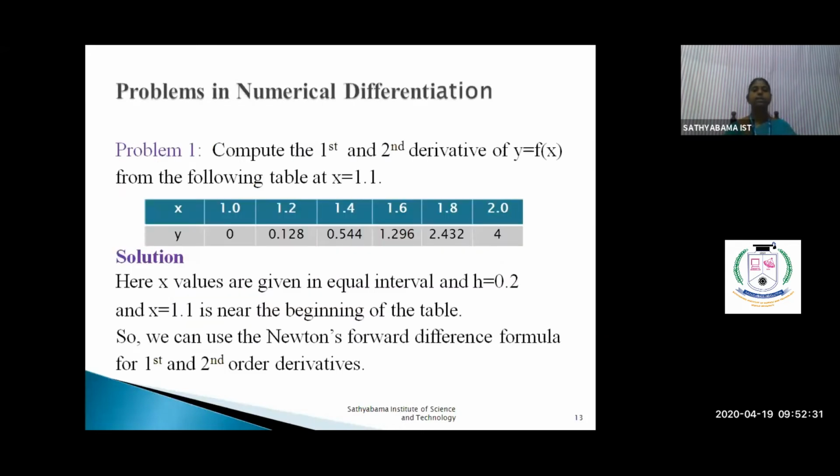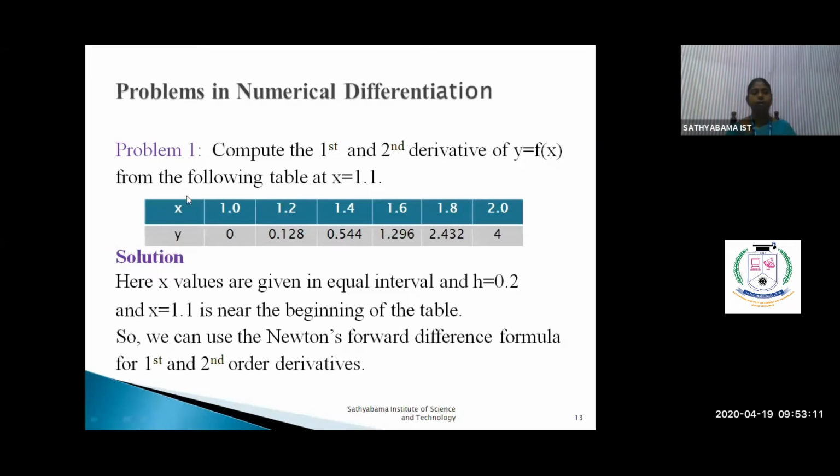Okay, let us see the problems. The first problem is to compute the first and second order derivative of y equal to f of x from the following table at x equal to 1.1. The data is given below. First you see the data, whether the x values are given in equal interval or unequal interval. Only for equal intervals are we finding this. And I'll tell you what we can do if the x values are given in unequal intervals. That I will tell you after this session.